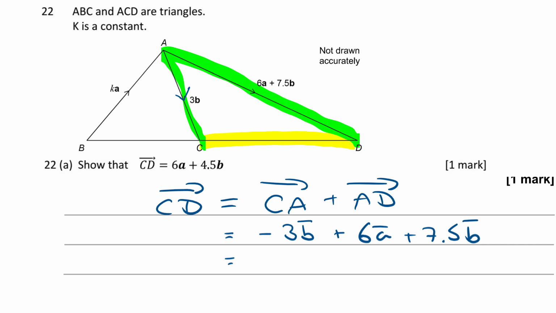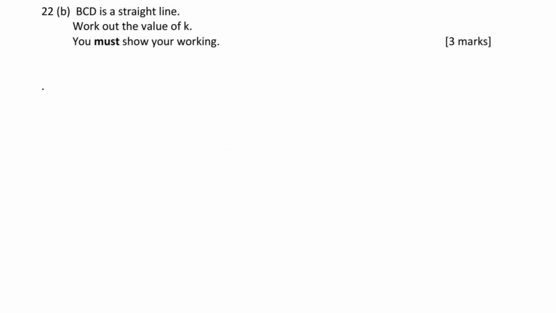So we've got one term in vector a, and we've got two terms in vector b. So that's going to give me 6a plus 7.5b subtract 3b is 4.5b as requested. Okay, so 6a plus 4.5b, we've shown it. Part b says BCD is a straight line. Work out the value of k. You must show your working.